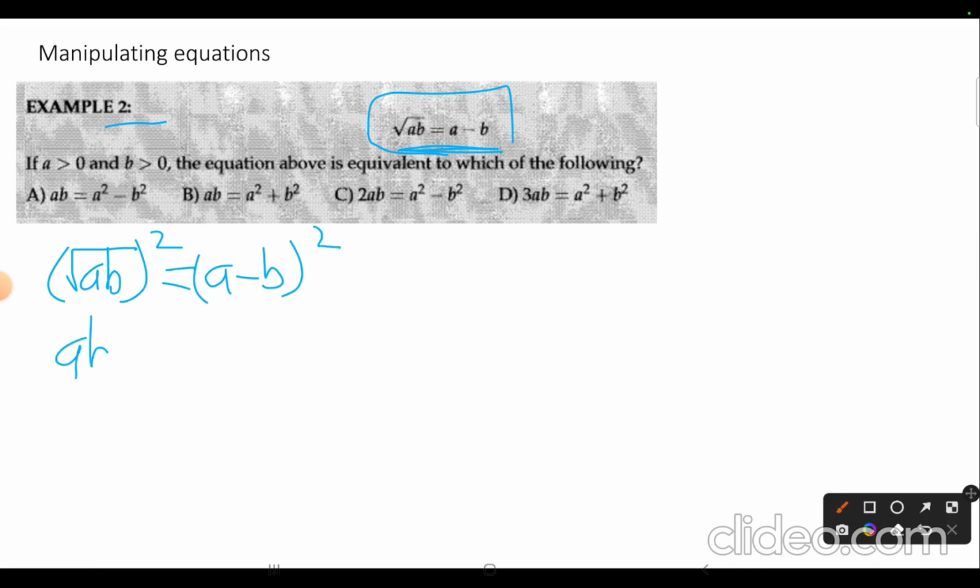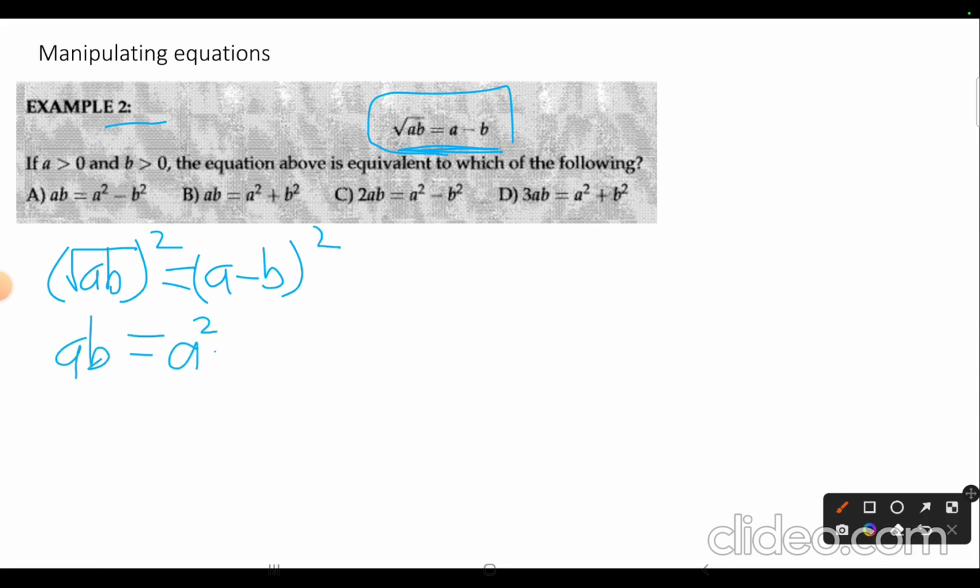If a is greater than 0 and b is greater than 0, because we know that in the root it should be something positive or at least 0. Which one is equivalent to this equation? You see that in the options there is no square root. That's why we should get rid of the square root. How can we do it? We can take the left side and right side squared, and then we will get rid of this. This will be just ab.